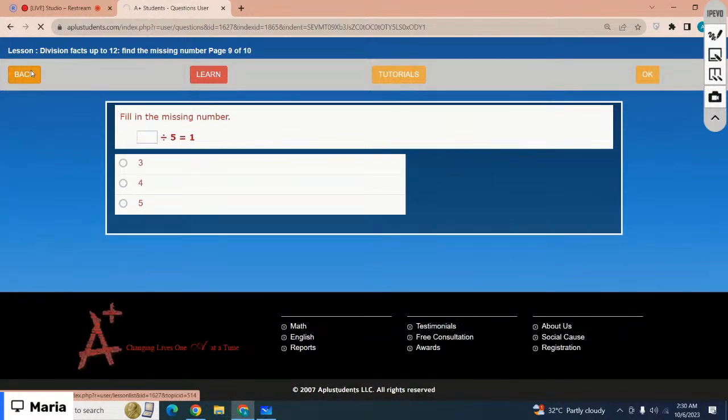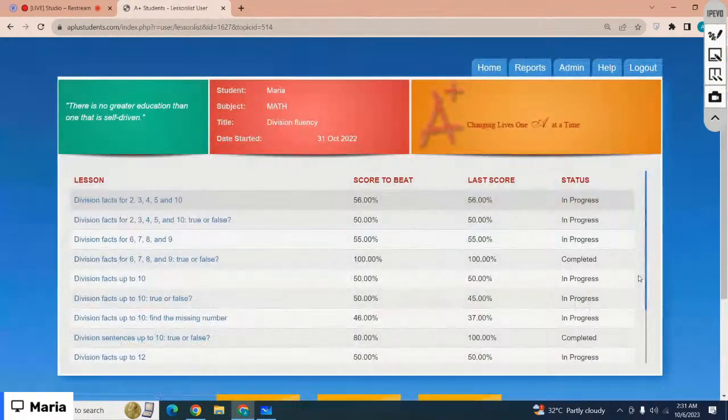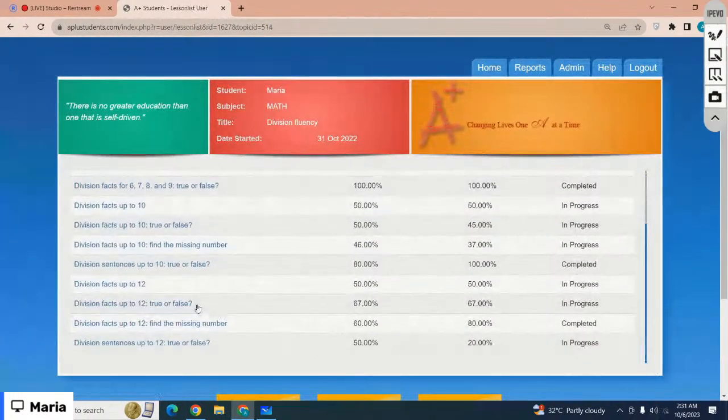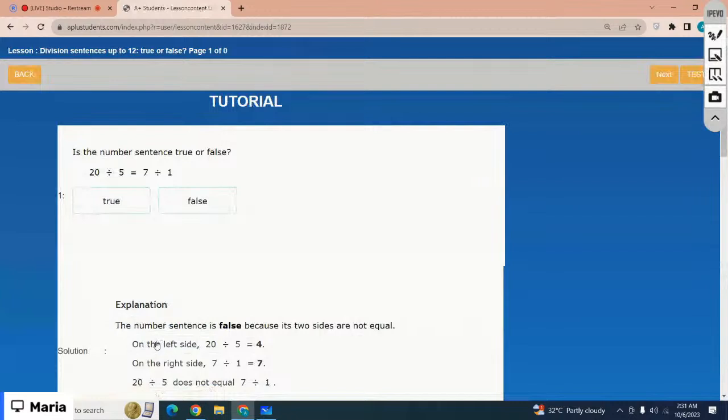And the next lesson is division sentences up to 12, true or false. So today we are going to complete the chapter division fluency, right? In the next, right after I think 1 or 2 chapters, we're going to start with the long division method, right? So please make sure that until we start with the long division method, you need to be perfect with the tables, right? Okay, let's just start with the test questions.